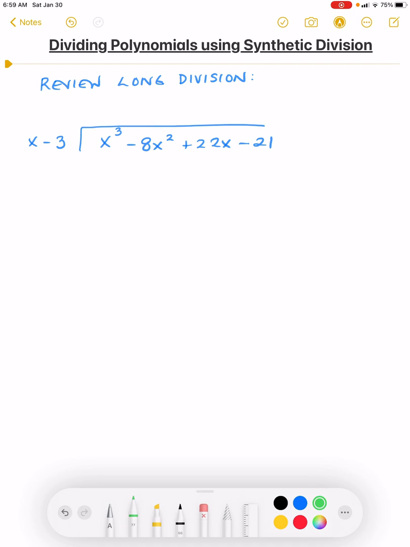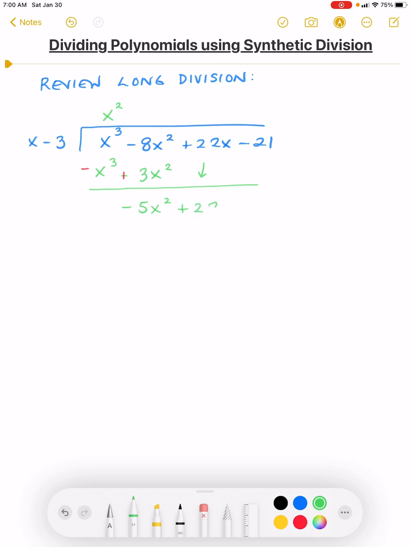All right, let's start working through. x goes into x cubed x squared times, and then I multiply both of these terms by the x squared, so it's x cubed minus 3x squared. Then we subtract, and when I subtract, it becomes minus x cubed, and minus negative 3x squared becomes plus. If you remember, we just change all the signs to the opposite, and then negative 8x squared plus 3x squared is negative 5x squared.